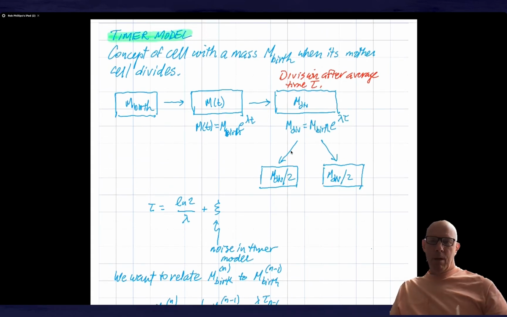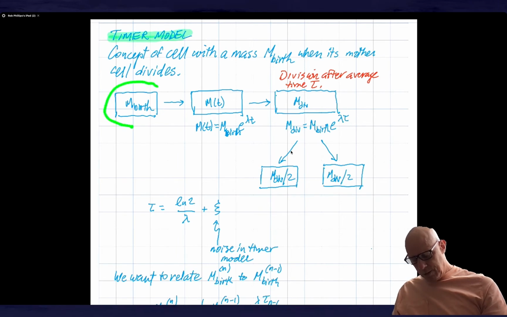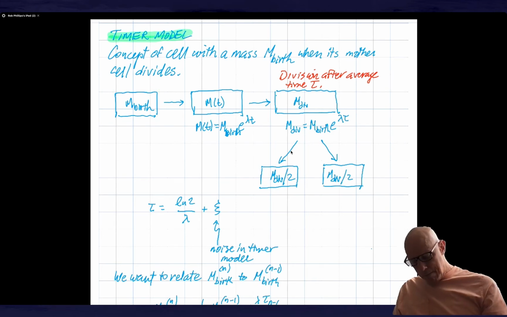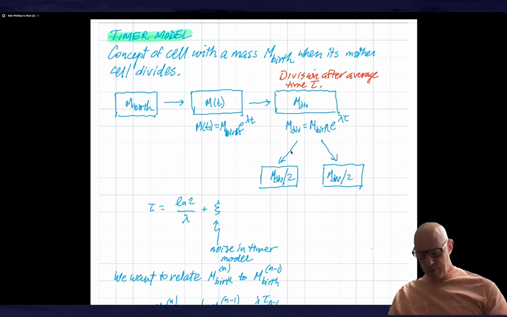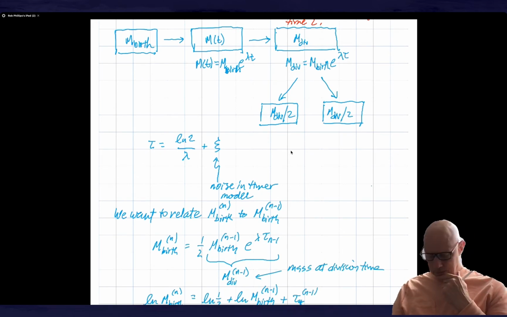Okay, so here's the concept. The cell on the left starts out with a certain mass, which I'm going to call m birth, the mass at cell birth. In the timer model, first of all, I want to make the observation that during the cell cycle, the mass grows exponentially. So m of t, shown here, is equal to m birth times e to the lambda t, where lambda is the growth rate. And after a time tau, which I'm going to call the timer time, we will make two new cells, each of which has a mass m division divided by 2. And how do we know m division? Well, m division, as shown here, is m birth times e to the lambda tau, where tau is the tau of the timer.